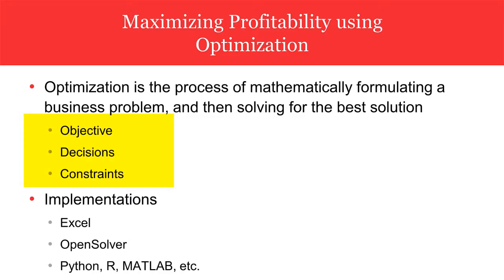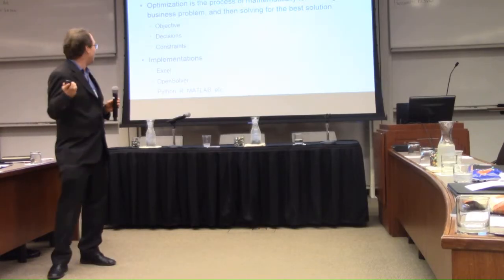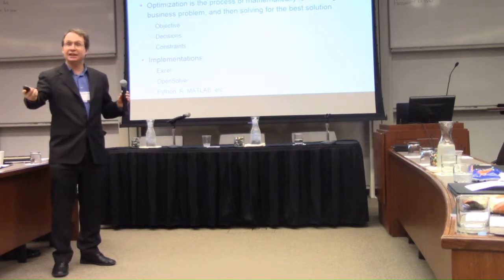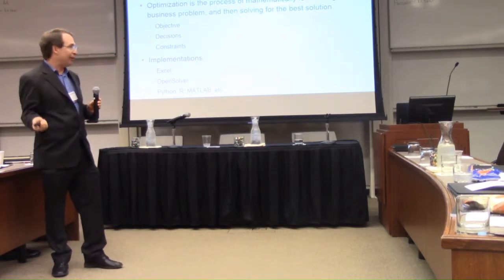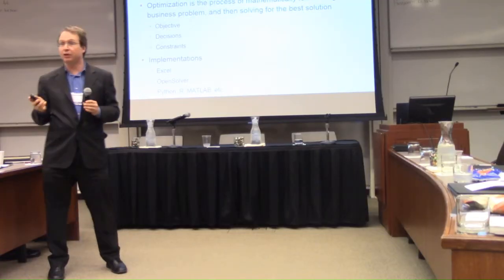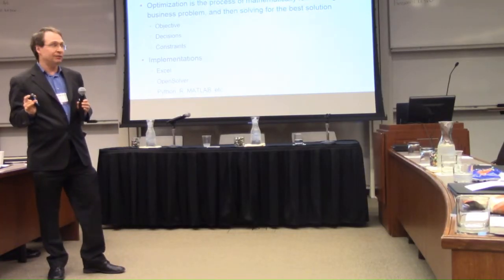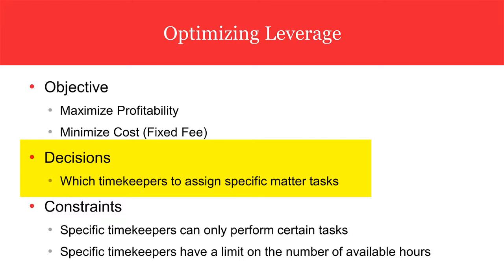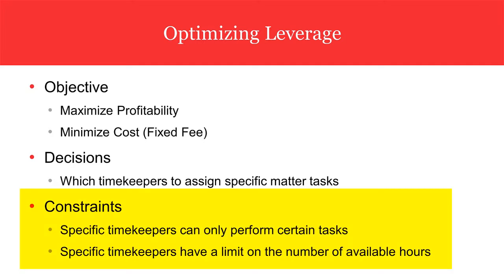We have an objective, we have certain decisions that we can make, and we have certain constraints. So in this case, let's say, and I'm going to go into this in more detail in Excel, we have a matter. And the objective is to maximize the profit for that matter. Or it may be to minimize the cost of that matter for a fixed fee. Okay, those are different objectives, but they're both clear objectives. We have decisions that we can make. What attorneys do we assign to do what work? Those are the decisions. And then we have constraints.